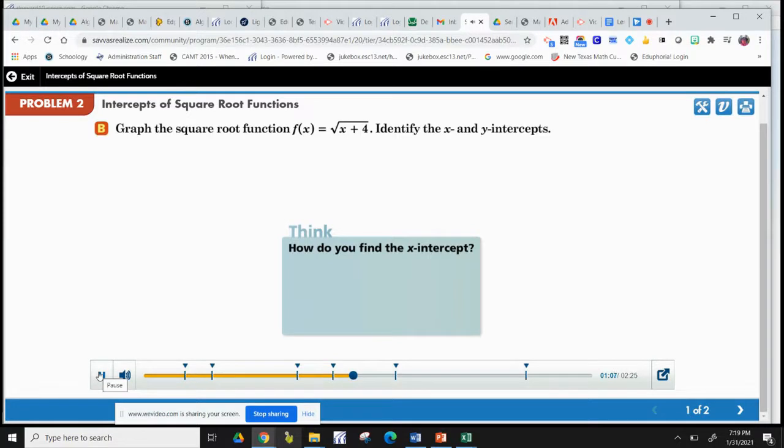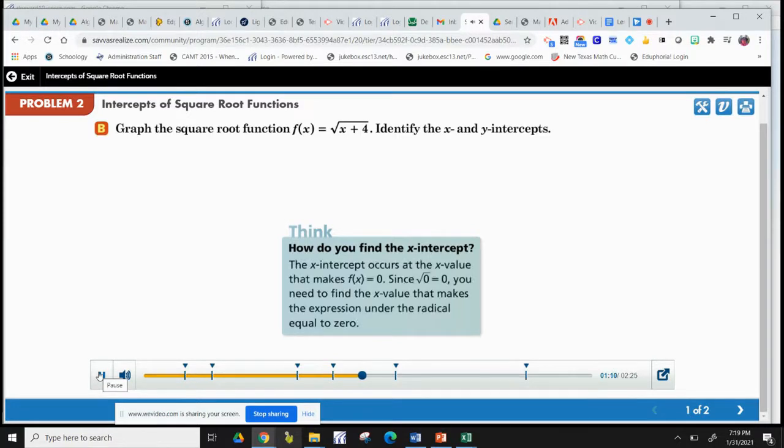X-intercept. The x-intercept occurs where f of x equals 0. Since the square root of 0 equals 0, you need to find the x value that makes the expression under the radical equal to 0. This function crosses the x-axis when x plus 4 equals 0. X equals negative 4.